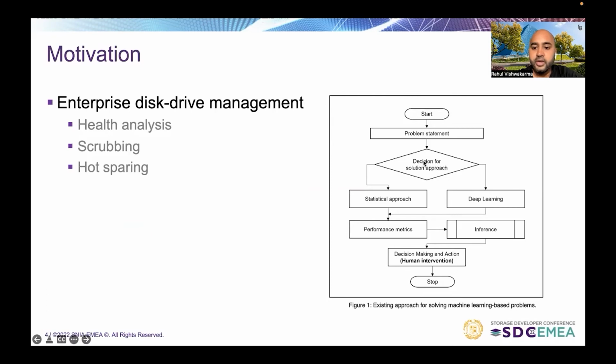this is how it goes. We take a problem statement, we decide we want to use a statistical approach or a deep learning method, and then we identify the performance metrics. These performance metrics are based on the overall model. I will explain in further slides the metrics for a whole model and the metrics for individual predictions, and the need behind it. Once we get the performance metrics, we make an inference based on the problem statement and the algorithm we have used. And finally, it is given to the end user, administrator, or a human intervention, which makes the final decision. So this is where we feel there's a missing link in the inference part.